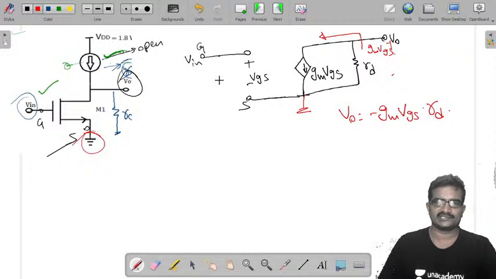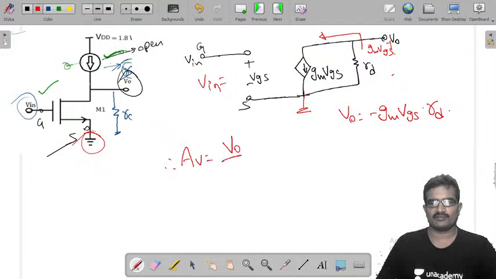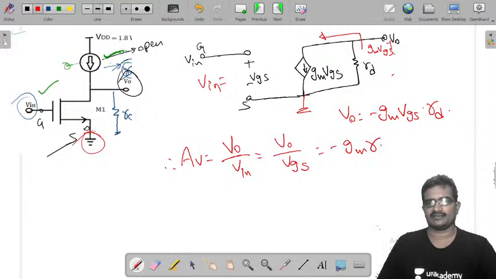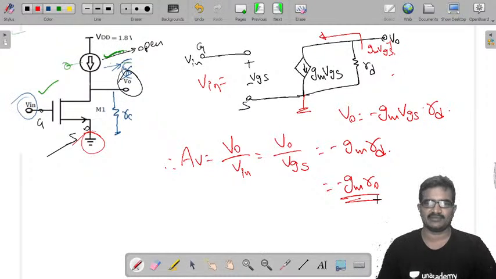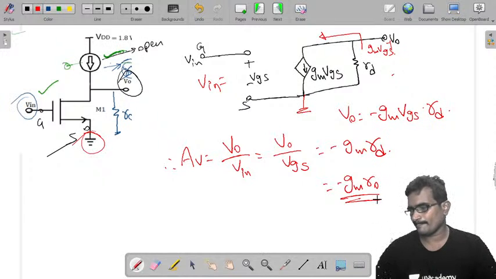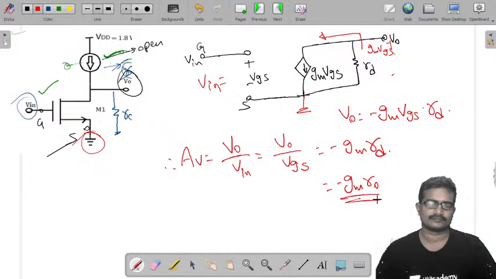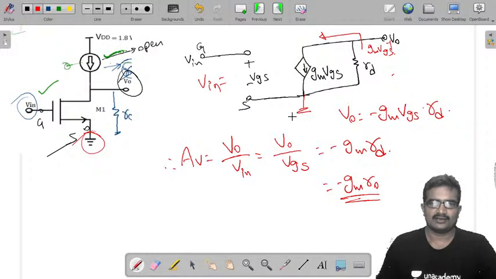But input is VGS. Therefore voltage gain is V naught by Vi, which is V naught by VGS, which is minus Gm into Rd. Here I am calling Rd as R naught. So minus Gm into R naught. That is what I mentioned there. Is it okay, sir? Okay. Now, next problem.